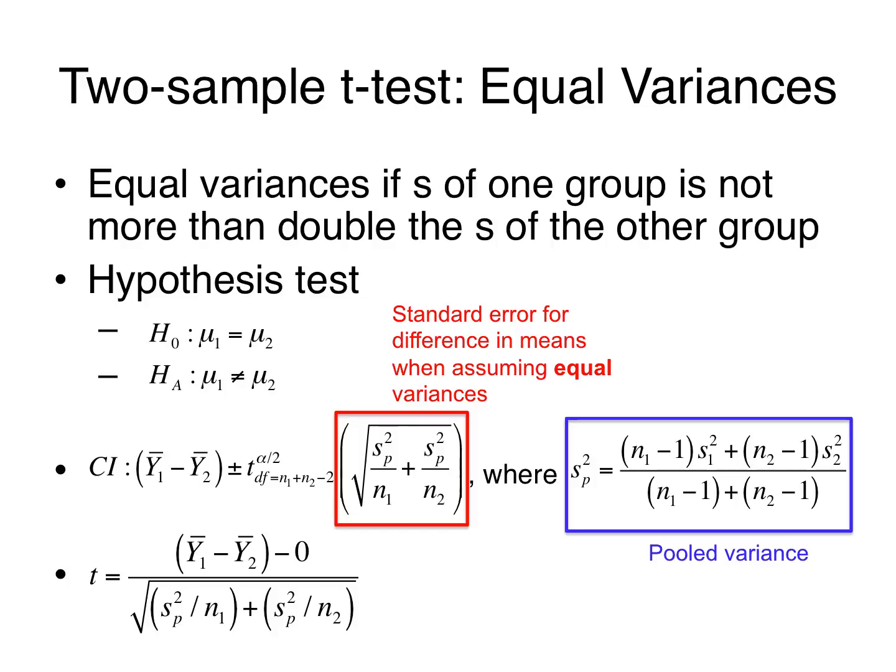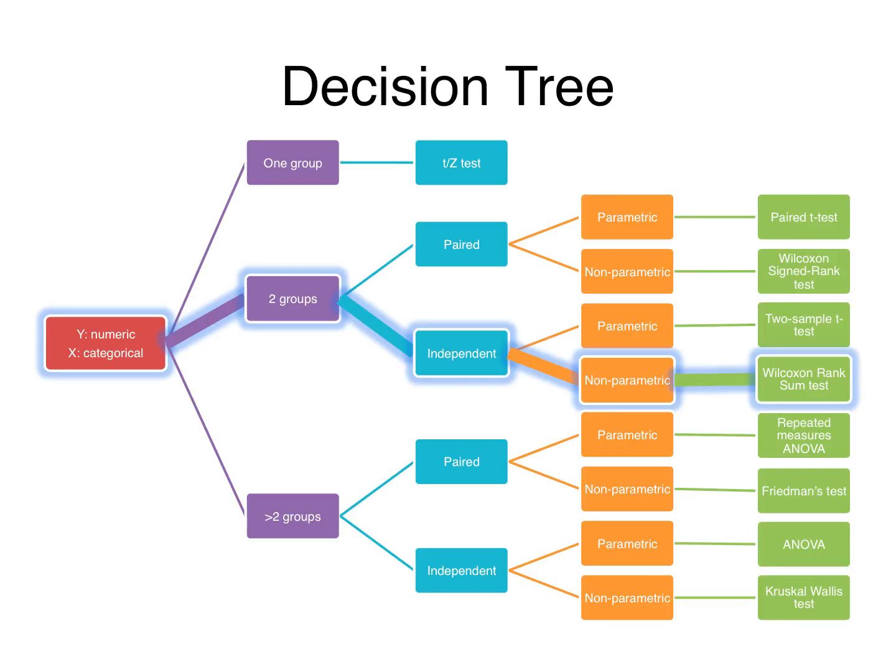Our calculation of the t-statistic is the same as when we assume non-equal variances, except that we use our estimate of the pooled variance for the standard error portion of the equation in this case. And the interpretation of our confidence interval and the t-statistic are the same in this situation as when we assumed non-equal variances. The last test we're going to talk about in this tutorial is the Wilcoxon rank sum test.